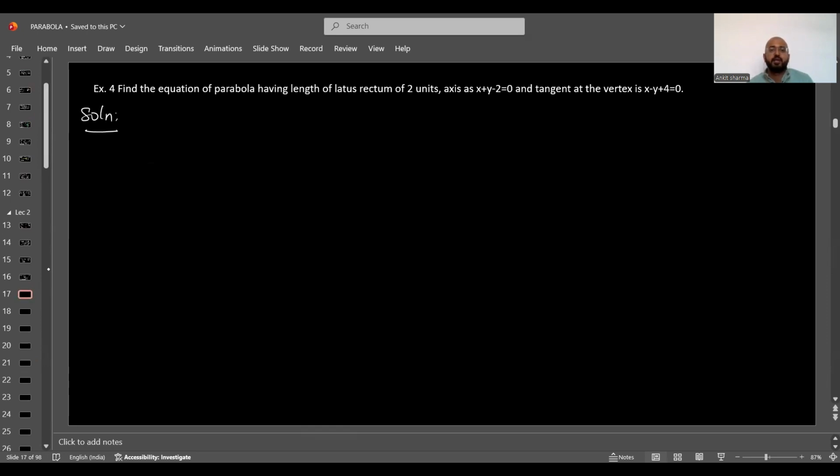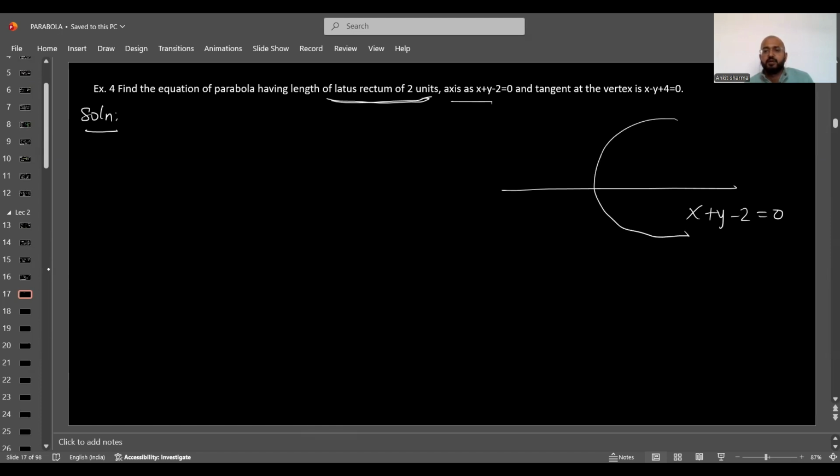So find the equation of parabola having length of latus rectum 2 units, axis as x plus y minus 2, and tangent at the vertex is x minus y plus 4 equal to 0. That means there is some parabola whose length of latus rectum is 2. This information is useful. Axis is x plus y minus 2 equal to 0, that means this is the axis. And tangent at the vertex is x minus y plus 4. So there is some parabola here whose tangent at the vertex is this, basically, that is x minus y plus 4 is equal to 0.